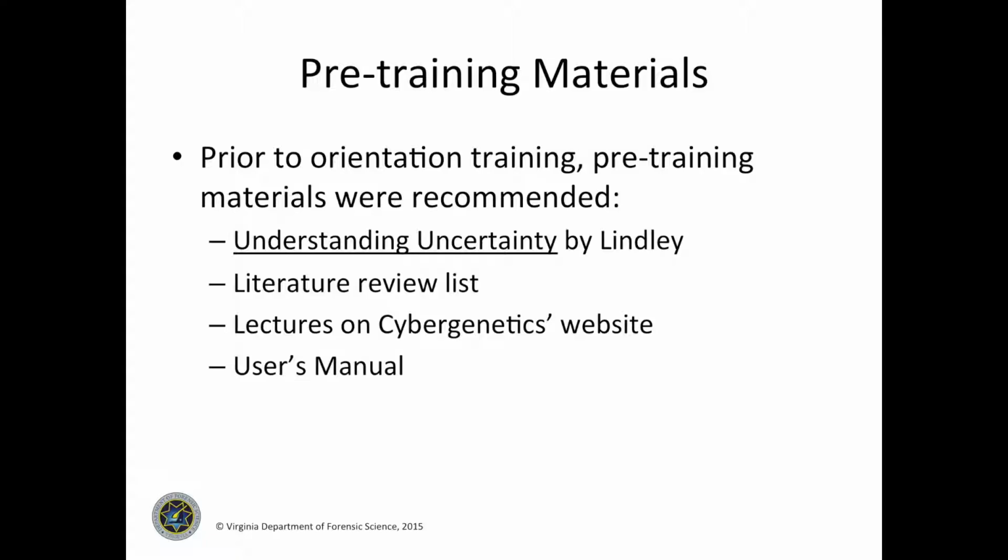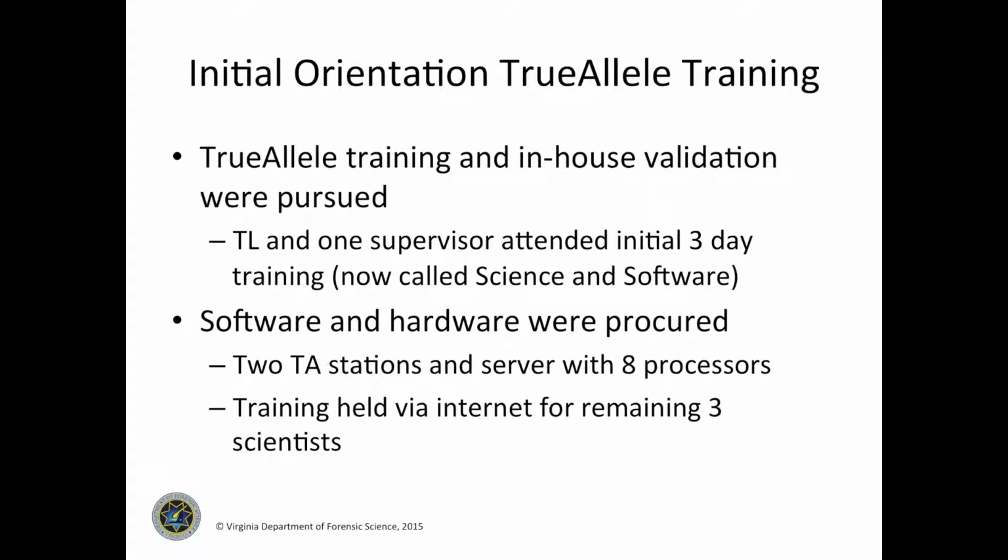While Cybergenetics was getting mixtures from us and issuing reports, DFS individuals began training with Cybergenetics to use the TrueAllele system. Cybergenetics recommended materials which included chapters from a book, Understanding Uncertainty by Lindley, a list of articles, reviewing lectures on their website, and reading the TrueAllele system user manual. The review of the pre-training materials was completed prior to the commencement of what I'll call the orientation training. That training now is called Science and Software.